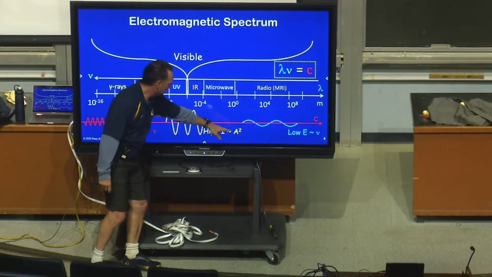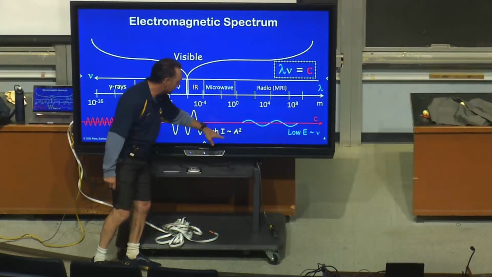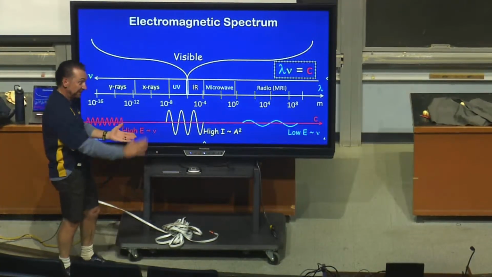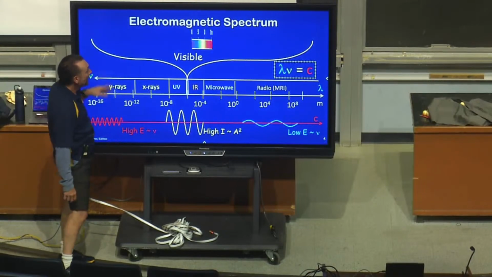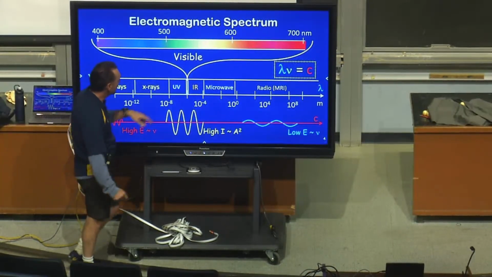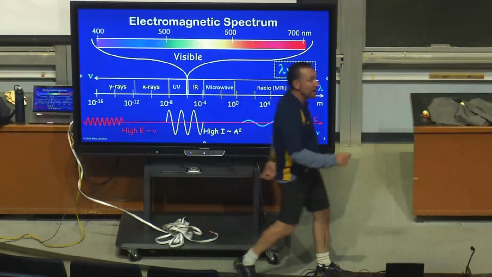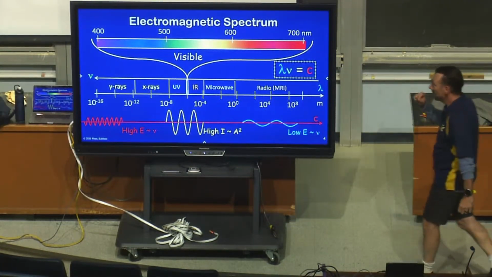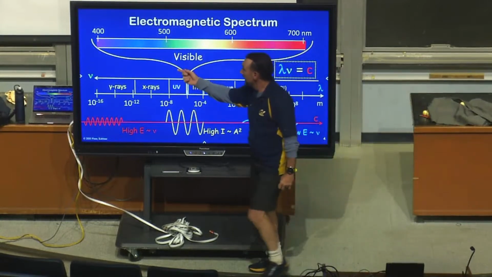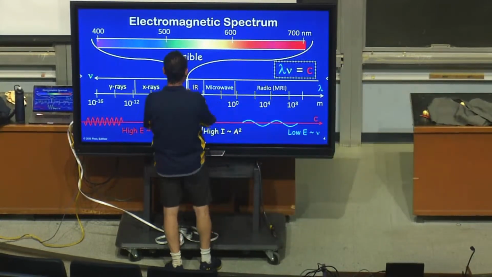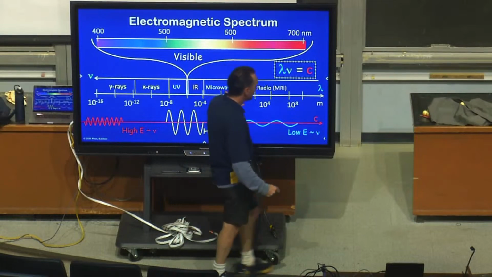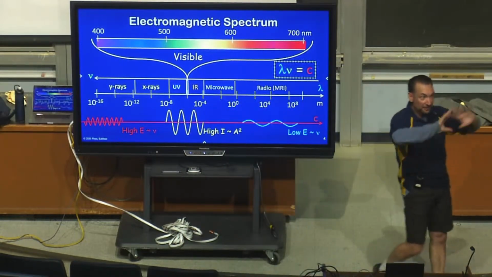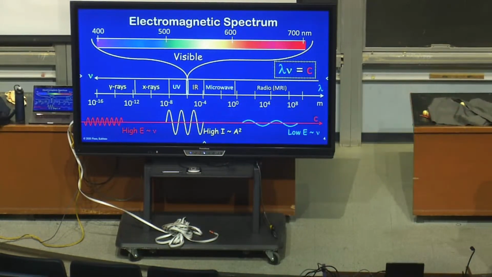We're taking the intensity now as the amplitude squared. How bright it is is related to its amplitude. And the visible spectrum, this tiny bit in the middle, is what our eyes are sensitive to. It is just a tiny bit of electromagnetic radiation. All this radiation is emitted from the sun.